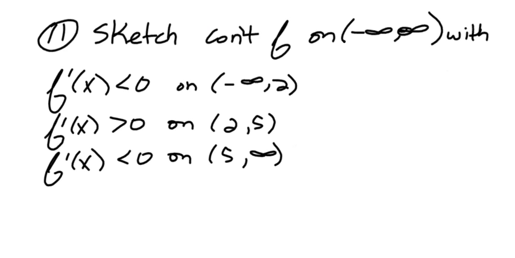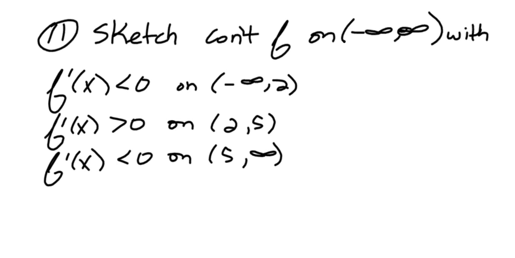So I have for example 11, sketch a continuous function f on an interval of infinity with these requirements for this graph. We want to have its derivative less than 0 on an interval coming from negative infinity to 2. So, okay, means we want to have negative slopes from the left to 2. Then it says we want derivatives of f of x to be greater than 0 or positive, increasing. So it's going to be from the interval 2 to 5.